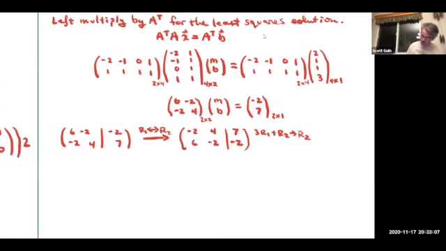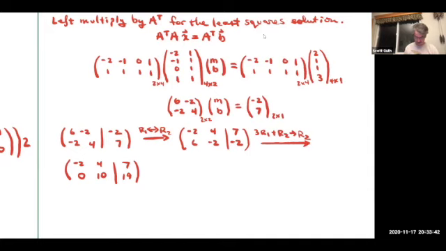Okay, and I'll do that down here. So first row doesn't change, -2, 4, 7. But you get -6 and 6 is 0. 4 times 3 is 12 plus 2, that's going to be a 10. And 7 times 3 is 21 minus 2 is 19. Ugh. Okay. I guess I've seen worse.